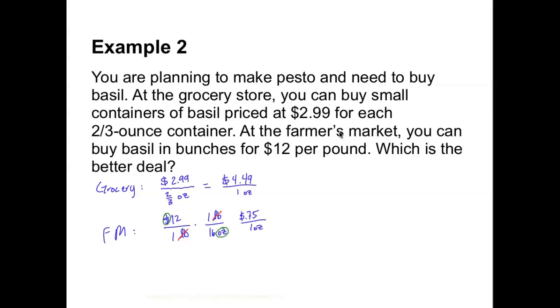So is it better to shop at the grocery or the farmer's market? It's much cheaper to buy basil at the farmer's market because it's only 75 cents per ounce of basil, versus at the grocery it's $4.49 per ounce of basil. But then you also have to do your cost benefit analysis of, are you going to use a pound of basil? That's a lot of basil to consume.